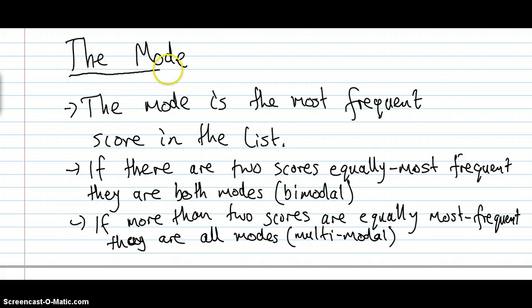Lastly, we're going to look at the mode. The mode is the most frequent score in the list. If there are 2 scores equally most frequent, they're both the mode, and if there's more than 2 scores that are equally most frequent, then they're all modes. So normally there'll just be one mode in the data, but if there's 2, we call that bimodal data, and if there's more than 2, we call it multimodal data.